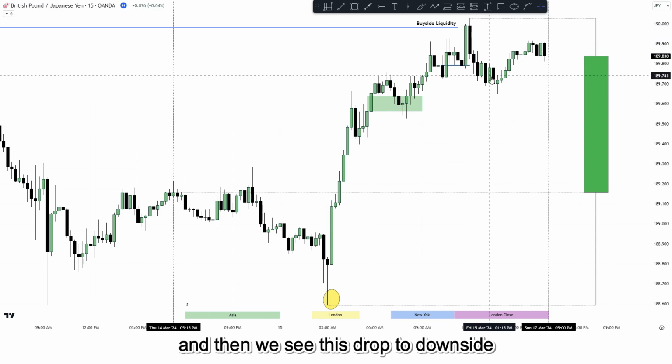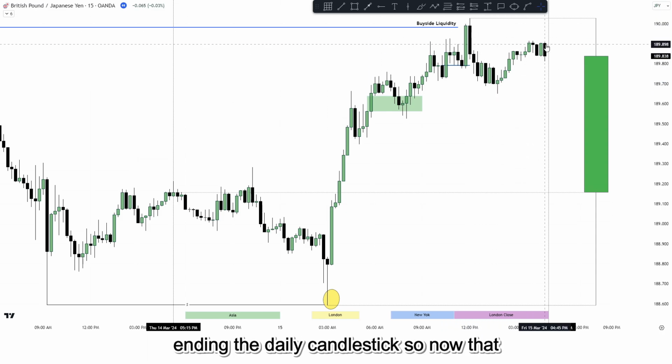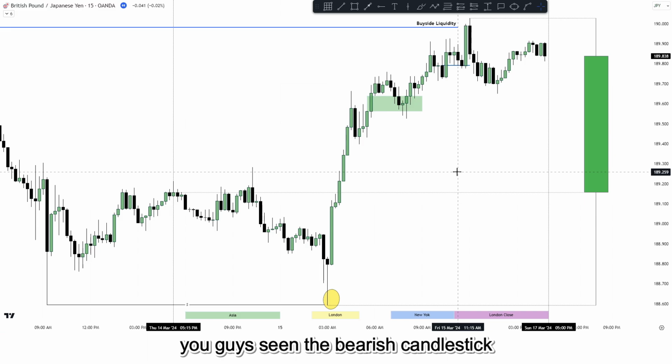And then we see this drop to the downside, ending the daily candlestick. So now that you guys have seen the bearish candlestick formation as well as a bullish candlestick formation, these are the principles that you want to look for every single day, whether you're trading the London session, New York session, or London close, to then form a bias, using those prior sessions, those prior days as a means of context for where you anticipate the market to go next.